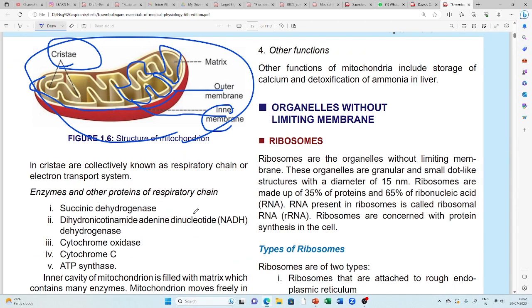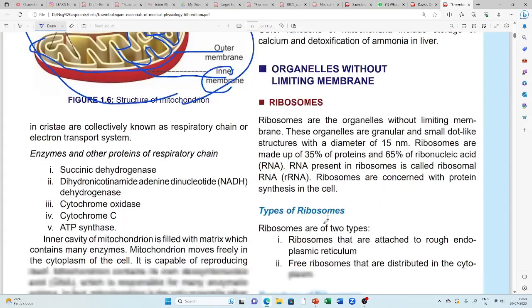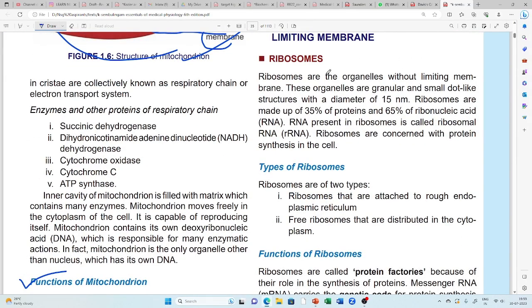All the organs we studied till now are double layered or membrane covered organelles. Now we are going to study some other organelles not covered with a limiting membrane. In that, the first one is ribosomes.